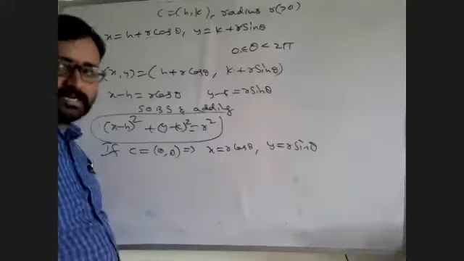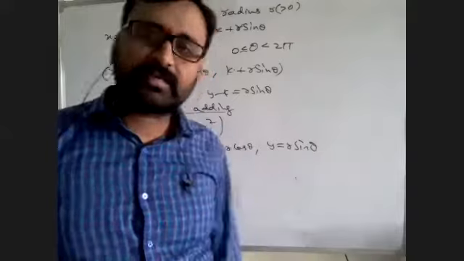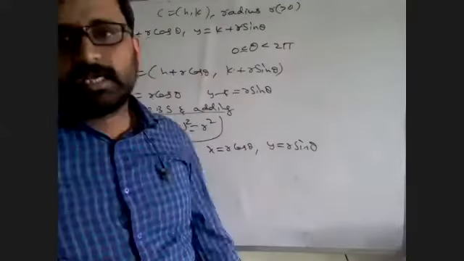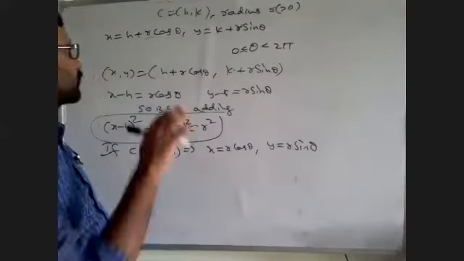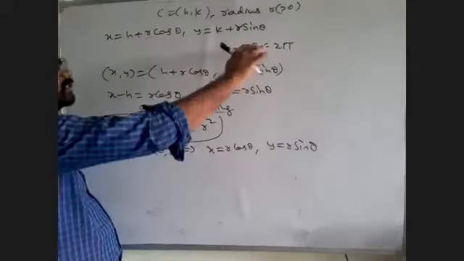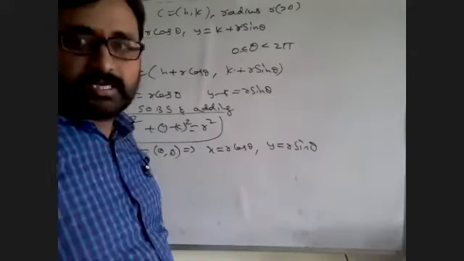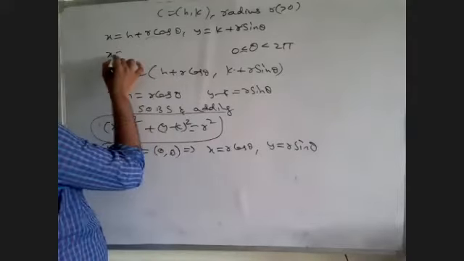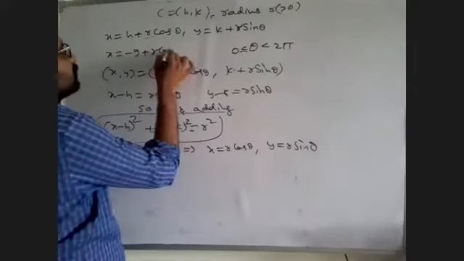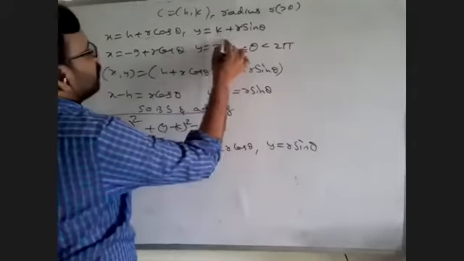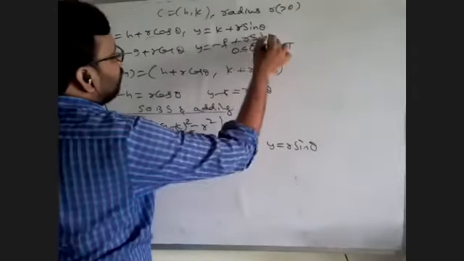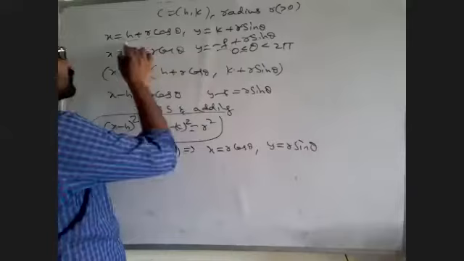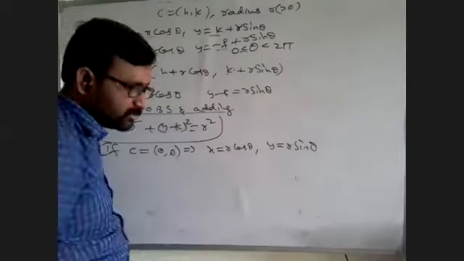For a circle whose center is 0 0, these are the parametric equations. For a circle whose center is h, k and radius r, these are the parametric equations. And for a circle whose center is -g, -f, then x is equal to -g plus r cos theta, y is equal to -f plus r sin theta. Why? Because -g, -f is the center, h, k is the center, 0 0 is the center.